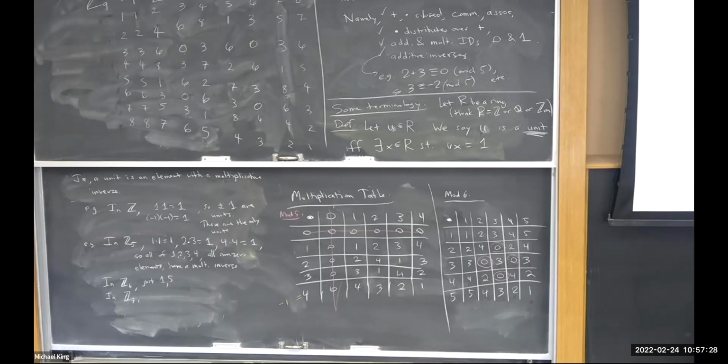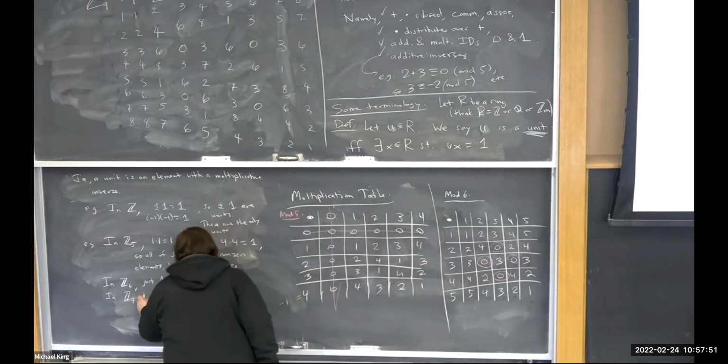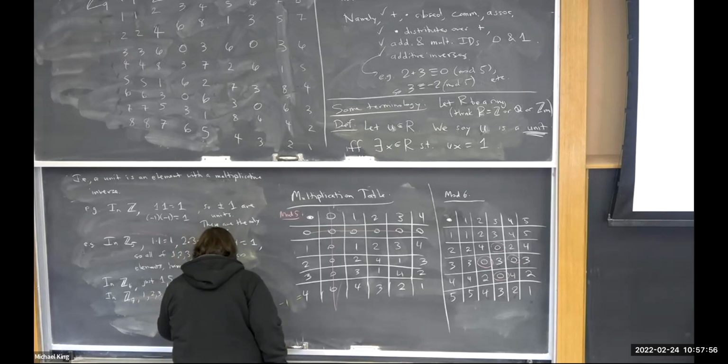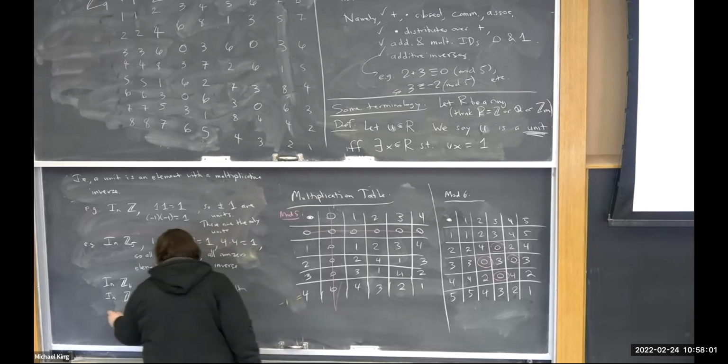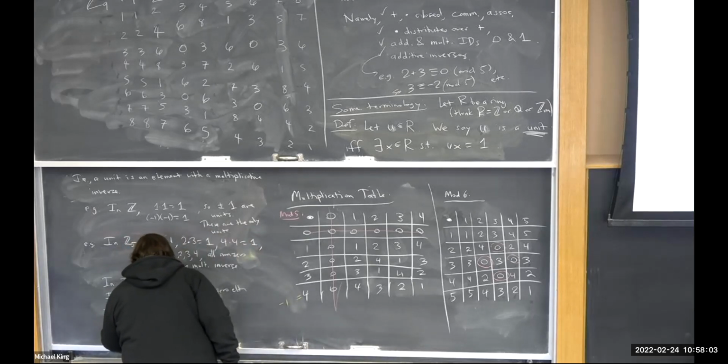So what are the units mod 7? Everything's a unit. Everything has a multiplicative inverse. Over here, mod 8, 1, but not 2, 4, 6. So in Z7, 1, 2, 3, 4, 5, 6, it's all non-zero elements. In Z8, it's just 1, 3, 5, and 7.